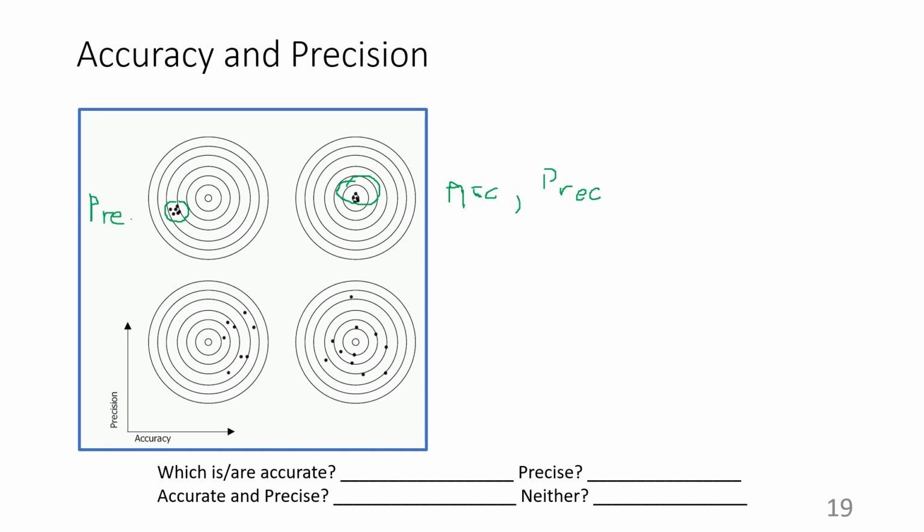Let's look at the bottom left. Now we have a problem because all of the dots, where is their average? Somewhere out here, which means that we are not accurate and we are not precise. So the bottom left is the worst case scenario. You're not accurate and you're not precise. What about the bottom right? At first glance, it seems to also have a lot of problems, but actually, if you were to average all these data points together, you would have an accurate result. It would just not be precise.